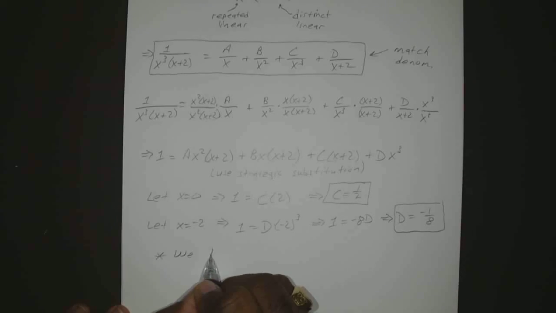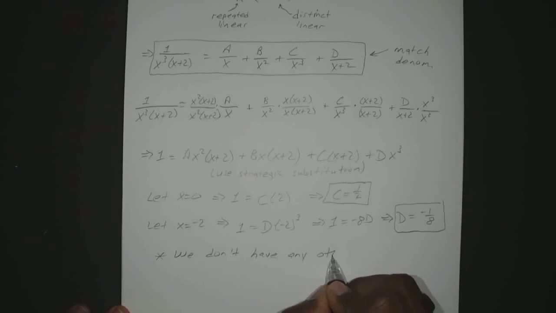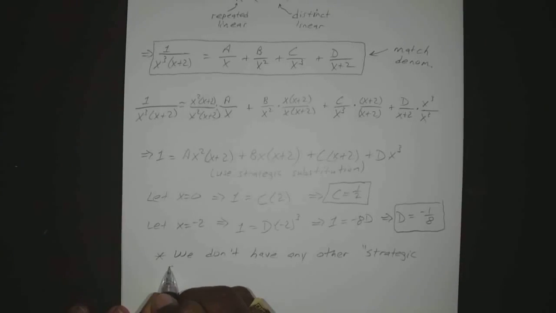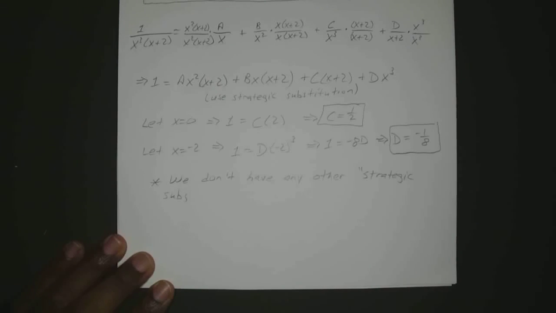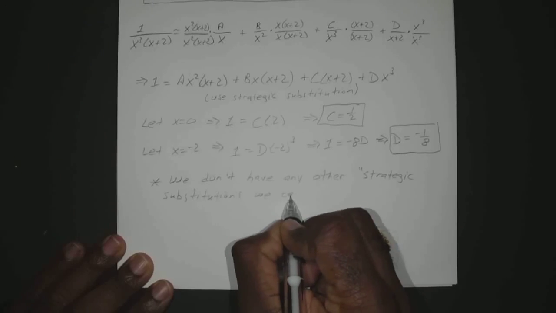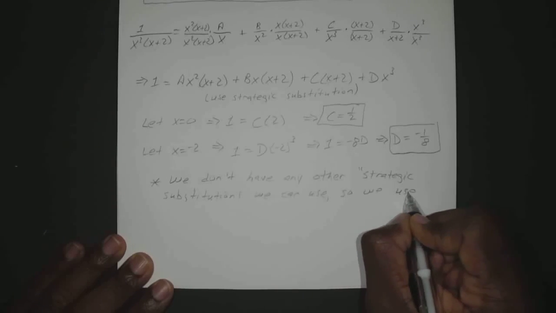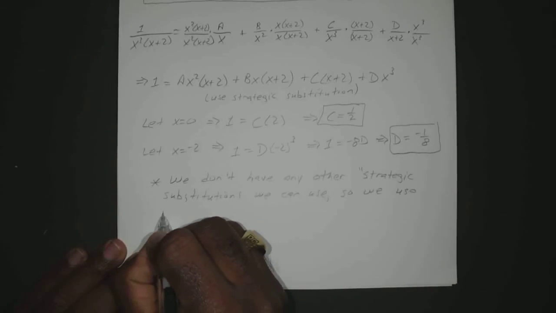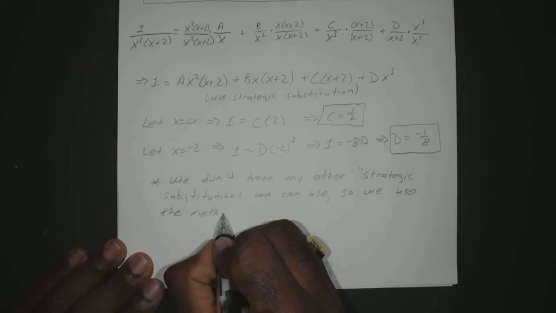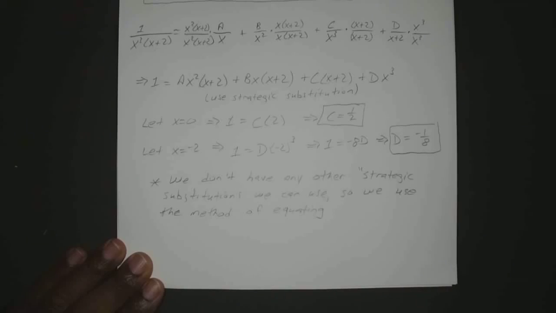So we don't have any other strategic substitutions we can use. So we use the method of equating coefficients.